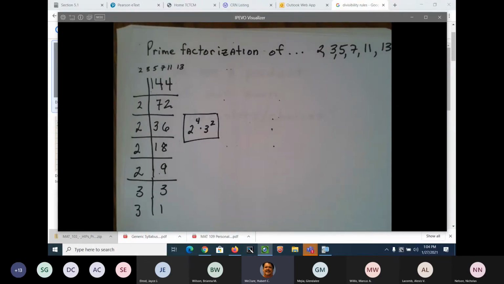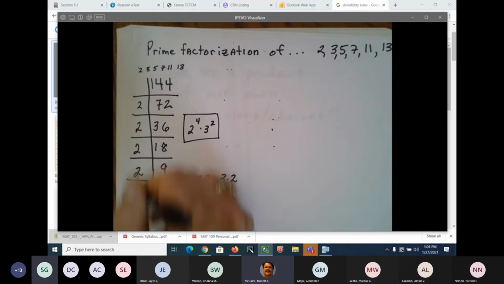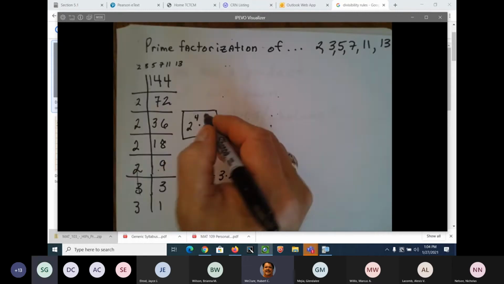Because 2 times 3 is equal to what? 3 times 2. Multiplication and addition is commutative. So it doesn't matter what order you put this in. So you can divide by 3 first if you wanted to. You would still get the same answer, which is right here.